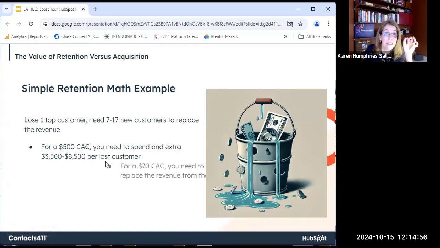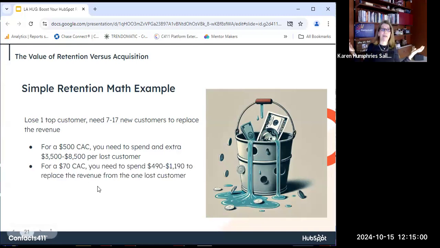It's crazy. And even if your CAC is $70, which we're all happy with, as long as your average customer value is not $40, you're great. But even there, you need to spend somewhere between almost $500 and almost $1,200 to replace revenue from one of those top lost customers.